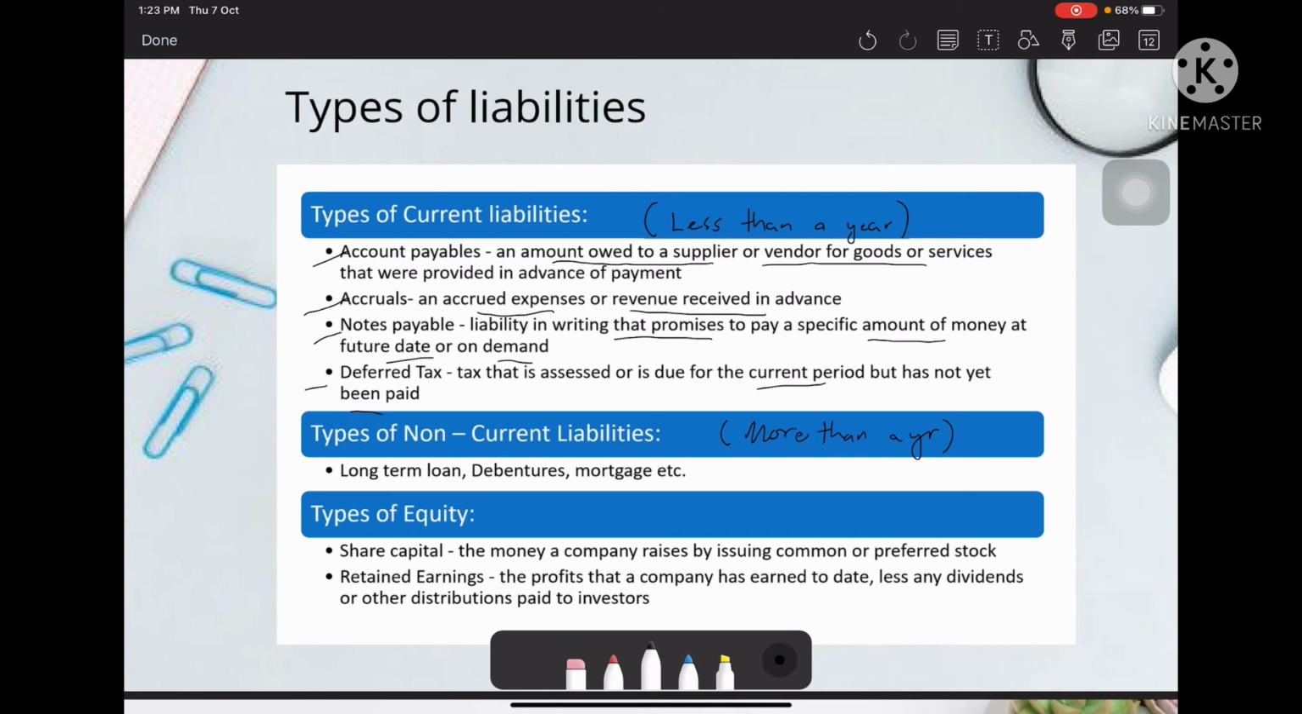Alright. Next, the types of non-current liabilities which have maturity more than a year. So basically this one is the long-term liabilities lah, like long-term loans, debentures, mortgages and etc. Dan dekat sini pun kita letak terus the types of equity. So yang ini pun dah mention just now, the share capital, money raised by issuing common stock or preferred stock, and also the retained earnings, that is the accumulated profits from year to year.